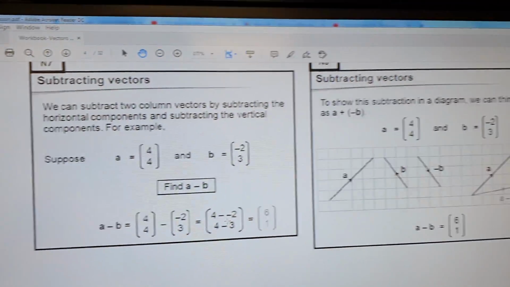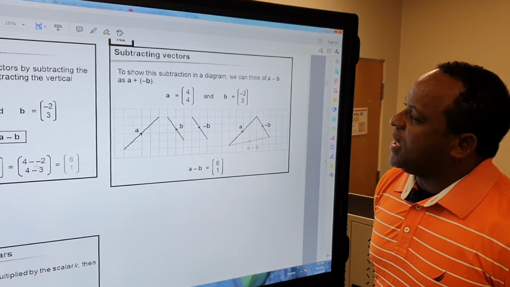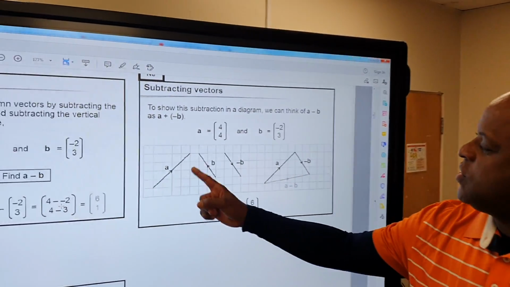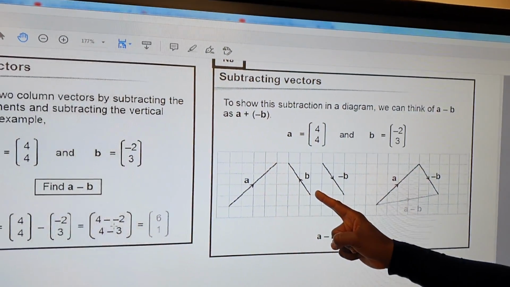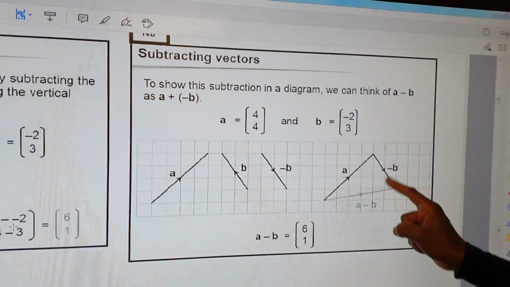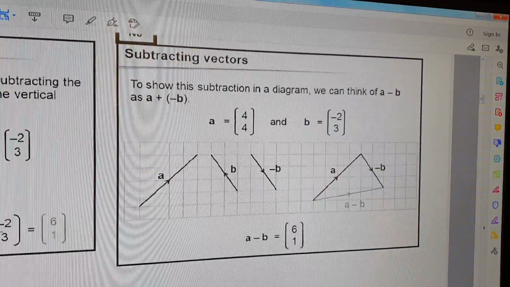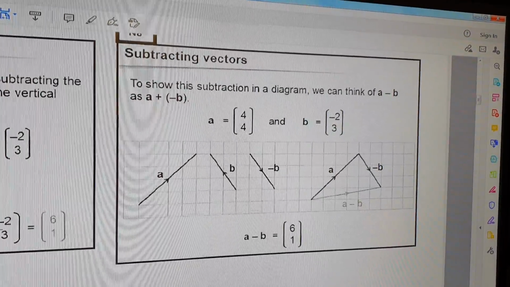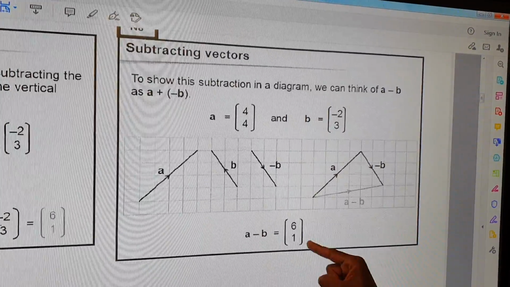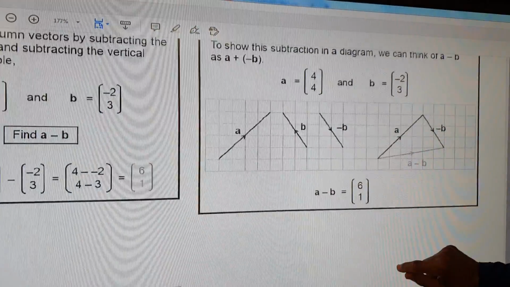To show the subtraction in a diagram, we can think of A minus B as A plus minus B in brackets. So again, we have two vectors here. One B is positive, one is negative. We stated our A, which was 4, 4, and our B, which was -2, 3. So, again, A minus B gave us 6, 1, which was indicated earlier.